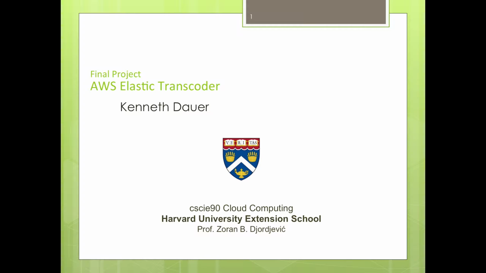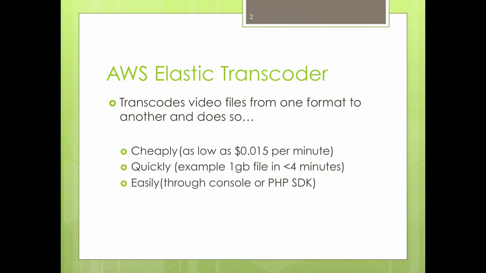My topic tonight is the Amazon Web Services Elastic Transcoder. What is the Elastic Transcoder? It's a great service that allows you to cheaply, quickly, and easily transcode video files from one video format to another. So in other words, you have a very large .mov file, you need to make into a small .mp4 file that can be used on a variety of mobile devices. This is a service you want to use.